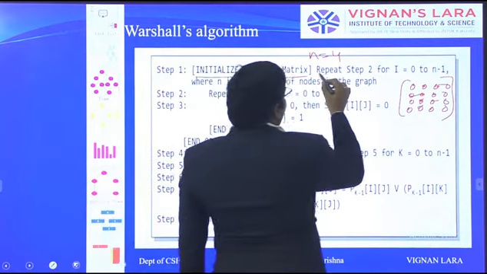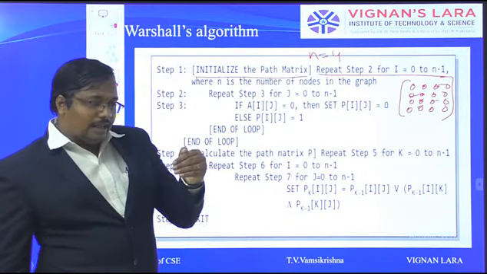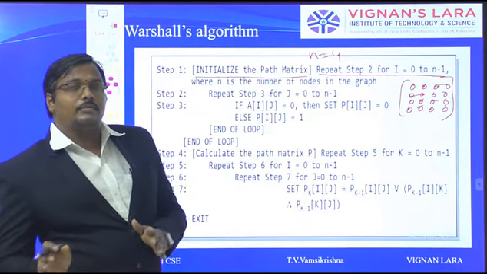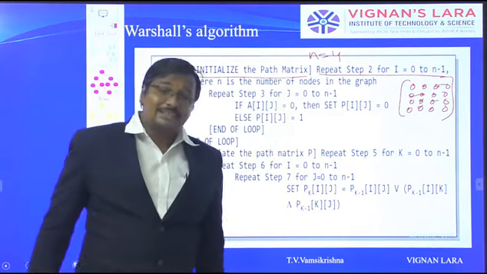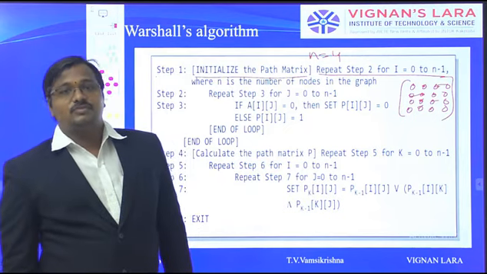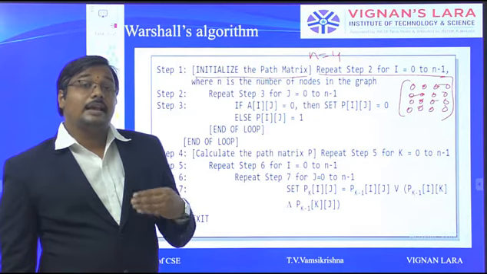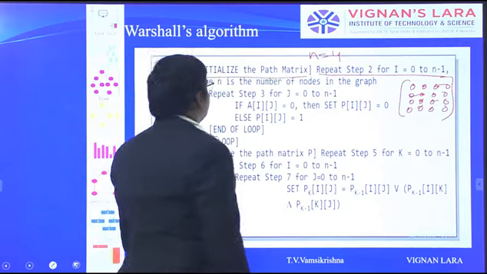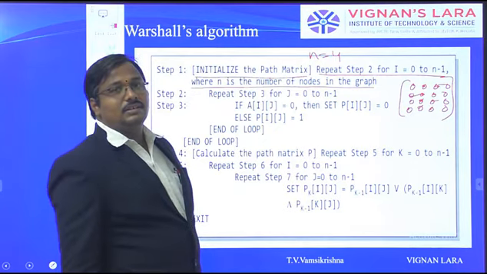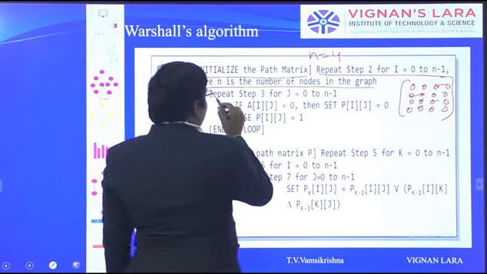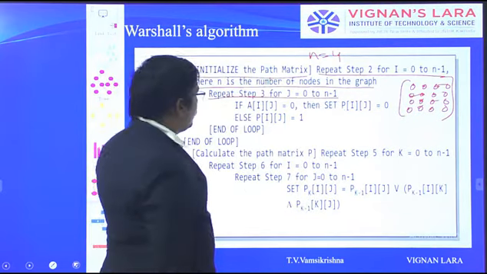Right. So, repeat step 2 for i is equal to 0 to n minus 1. When we are initiating with 0, 0 to n minus 1 is nothing but the size of the array is n. Say here, n number of vertices are there, i refers to 0 to n minus 1. Means n number of iterations are performed, where n is the number of nodes, means vertices, in the graph. So repeat step 3 for j is equal to 0 to n minus 1.